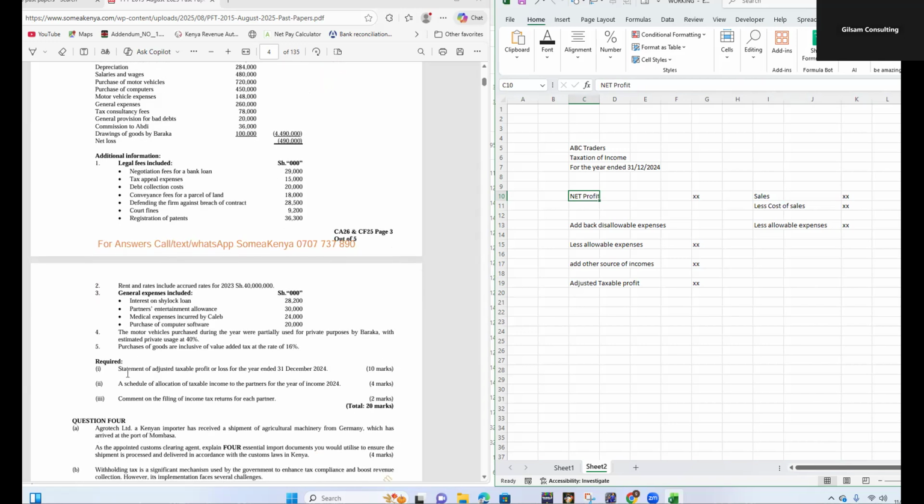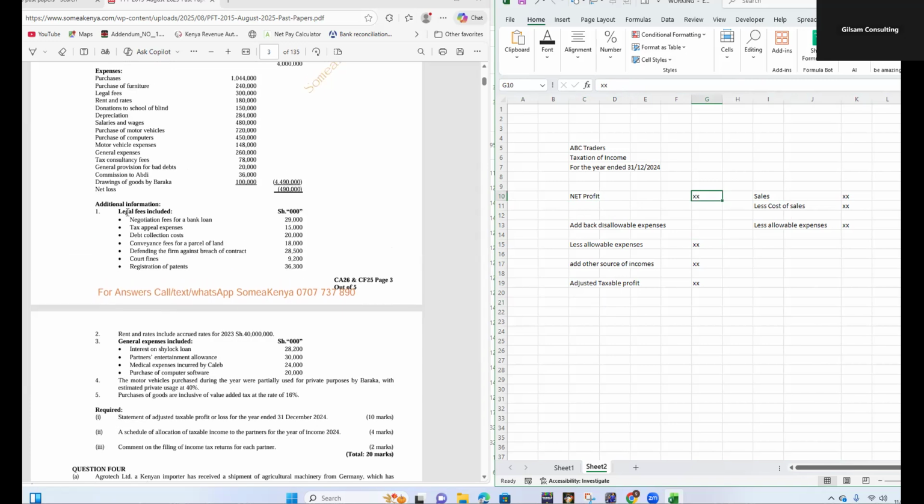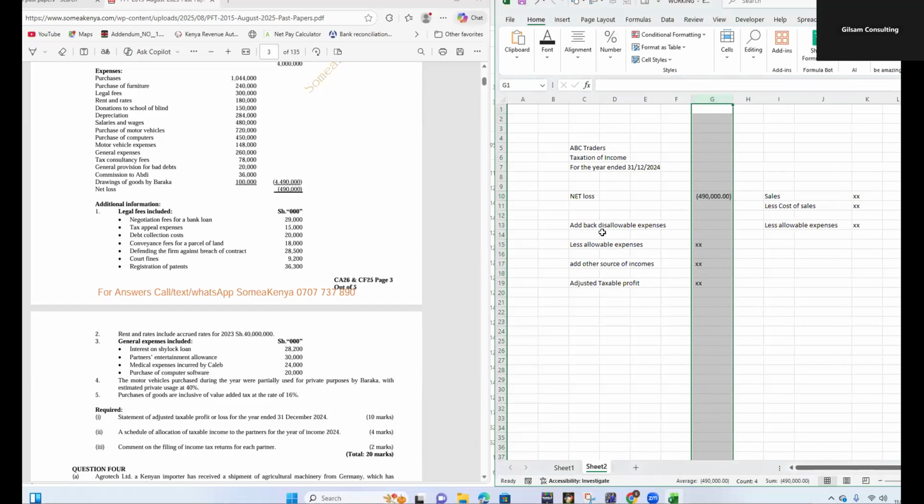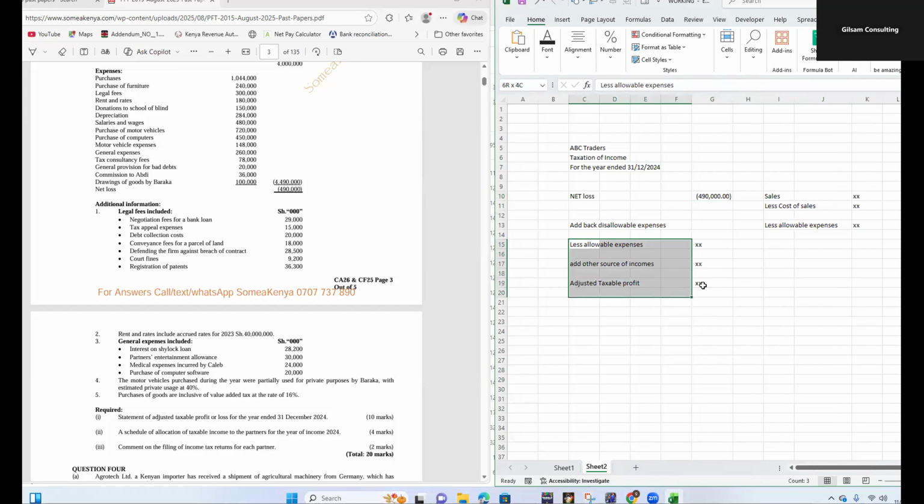So we now need to see the statement of adjusted taxable profit for that year. We will pick from the net profit. In this case, it is a net loss of 90,000. Then we'll add back disallowable expenses.